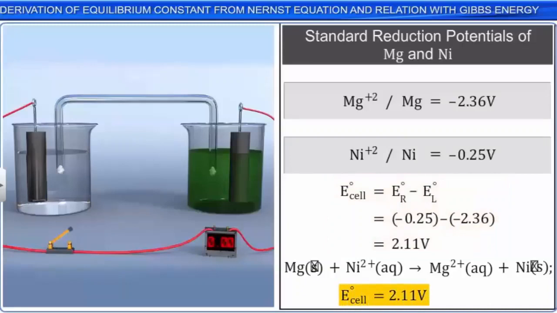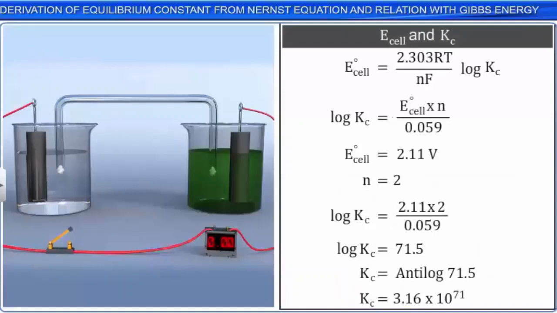You can rearrange the equation that relates E cell to the equilibrium constant to solve for the log of Kc. You should memorize this equation. You can then substitute your information about this cell into the rearranged equation. Log of Kc is equal to 71.5.